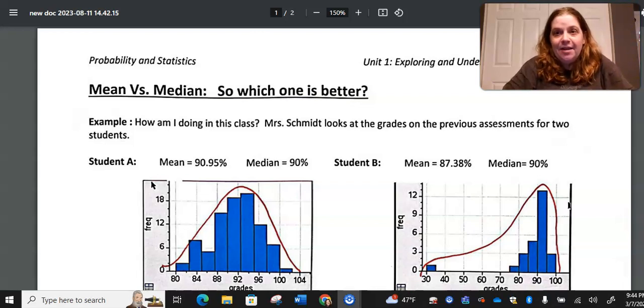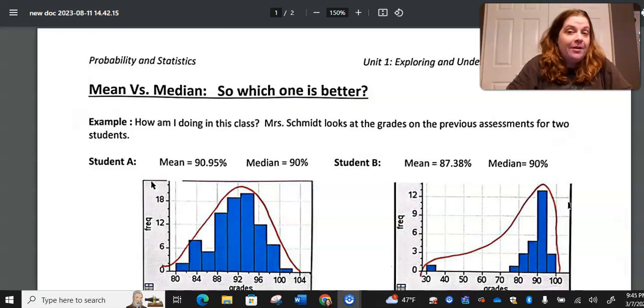Hello. So today we are going to talk about mean versus median and which one is better. Now, this is a couple of pages forward in your notes from where we left off last time. So we are in a section about numeric data and specifically what it looks like when you display it.